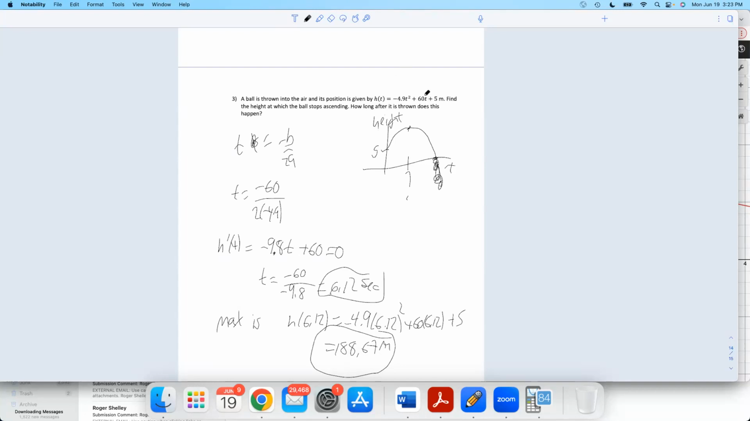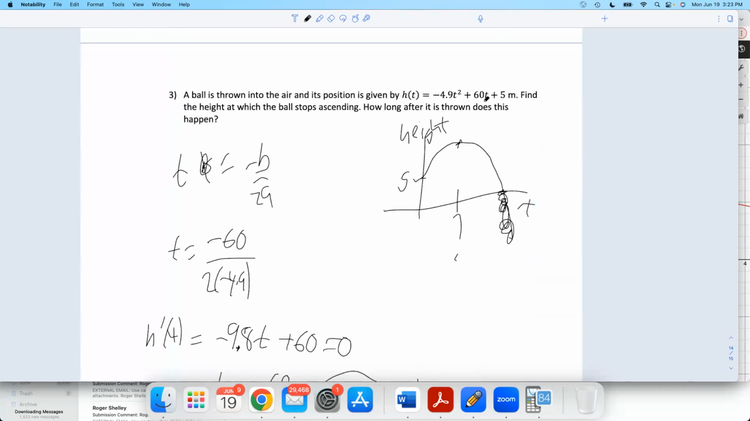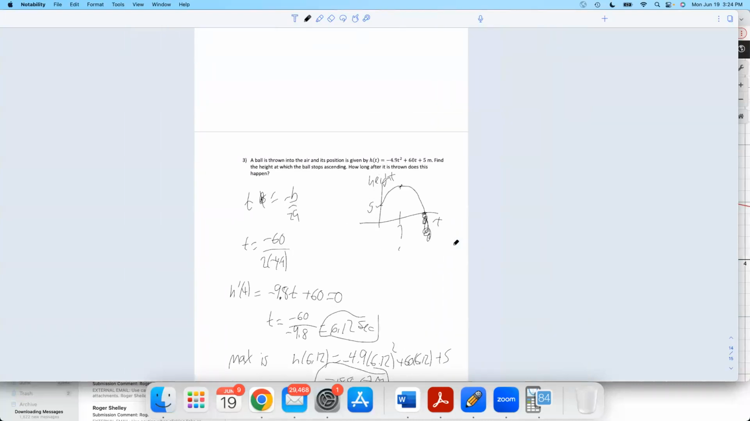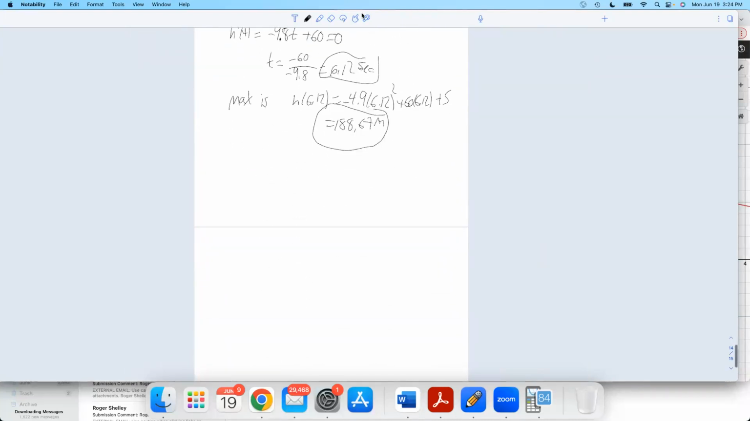Okay, this also has an initial velocity. That's what that number right there is. That's your initial velocity. That's your acceleration over 2. Nobody's going to throw a ball at 60 meters per second. That would be like 180 miles per hour. But that's okay.